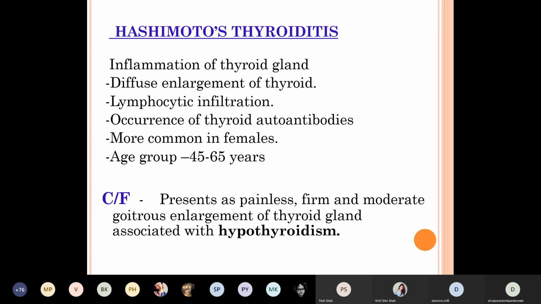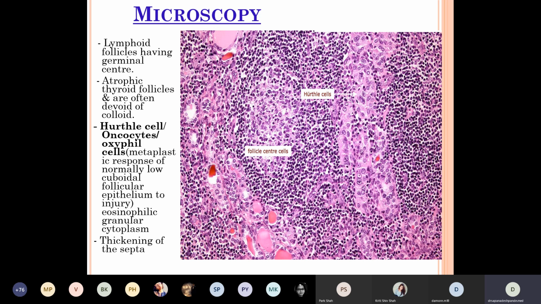Okay, now we will see microscopy. So now you can see the thyroid follicles are not visible. Okay, only at the left side upper pole you can see a few thyroid follicles and at the lower pole. Okay, and the gland is replaced by lymphoid follicles. Okay, what are lymphoid follicles? Which we have seen in lymph nodes. Okay, so there is a germinal center, lymphocytes are around. So you can see there are lymphoid follicles.